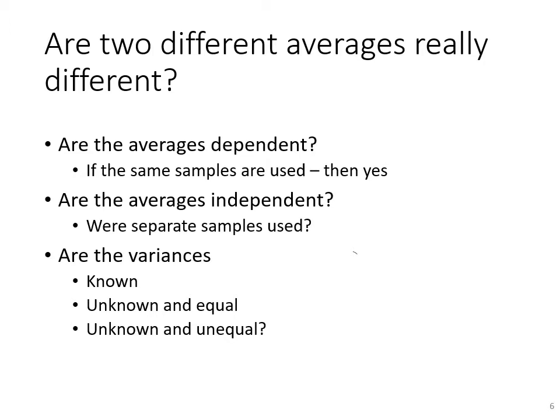In order to determine if the two averages are different, we need to answer a few questions. Are the averages dependent? If the same samples are used to obtain these observations, then yes, the averages are dependent. Are the averages independent? Did we collect separate samples? Are these separate observations? If that is the case, then the averages are independent. And then we need to determine if the variances are known or unknown, and if they're unknown, are they equal or unequal?